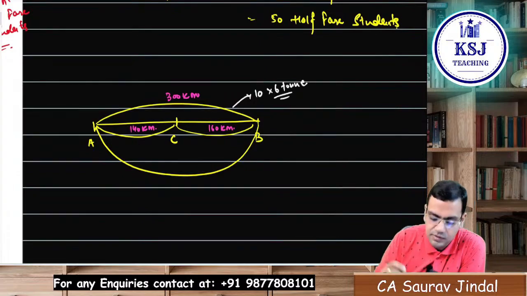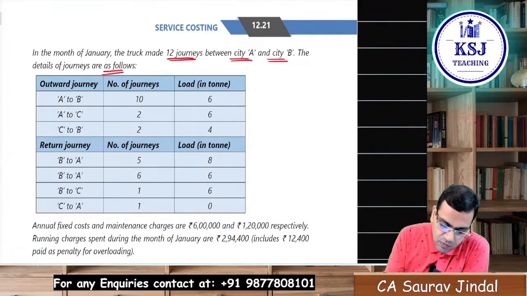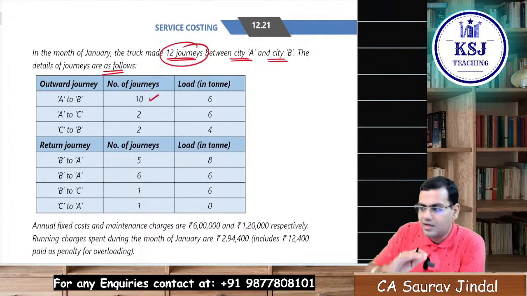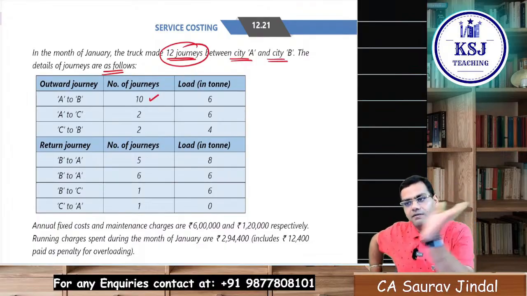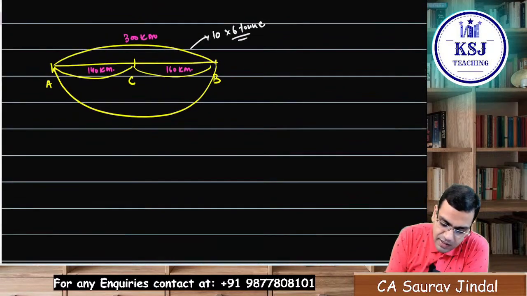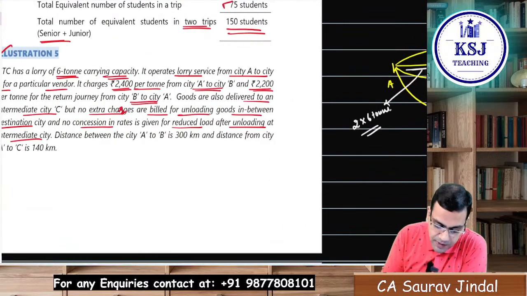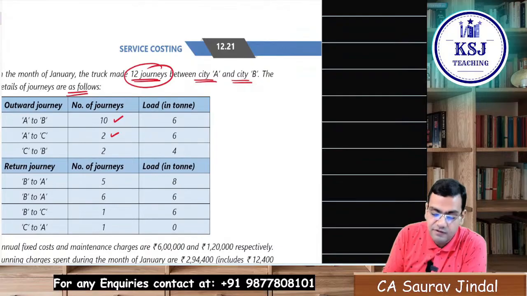Okay, sir. Fine. Now another 2 journeys were there. Total 12 journeys are there, right? So out of 12 journeys, in the 10 journeys, the truck directly went from A to B. In the next two journeys, it went from A to C with a 6-ton load, right? Here, 2 times it is going with a 6-ton load from A to C first. Then from C to B, with a 4-ton load.